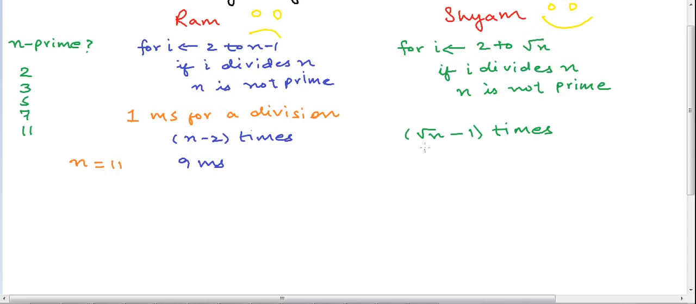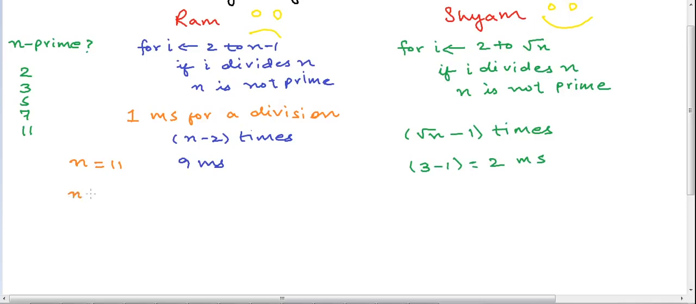Shyam, however, will take square root of n, or square root of 11 is 3 point something. We are only interested in the integer values, so the loop will run only for 2 and 3. So the loop will run exactly 3 minus 1 times, and the time taken will be 2 milliseconds. 9 milliseconds and 2 milliseconds, not much of a difference in terms of computational time.